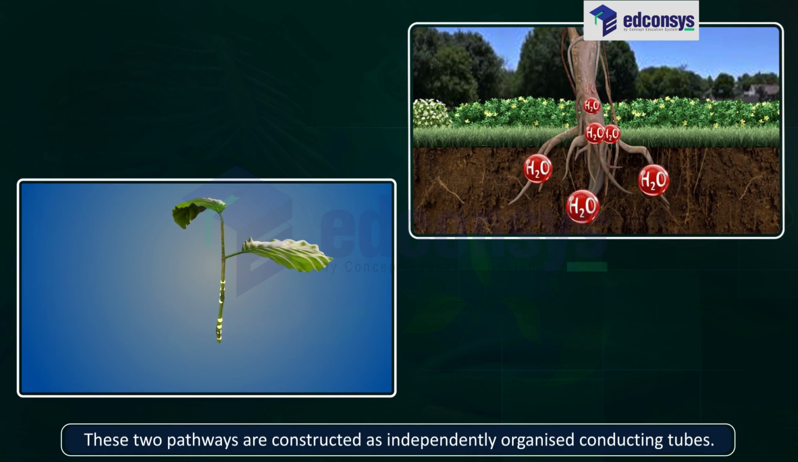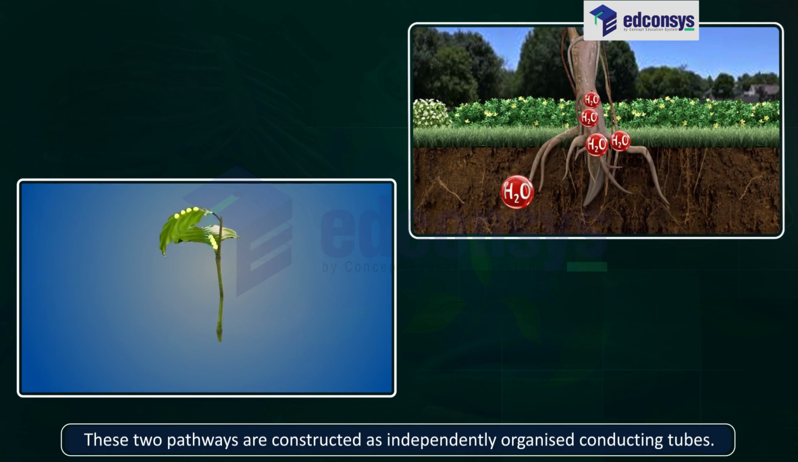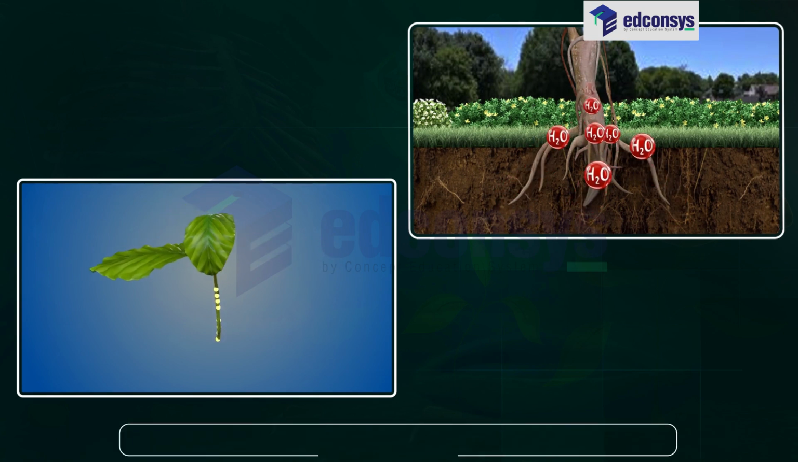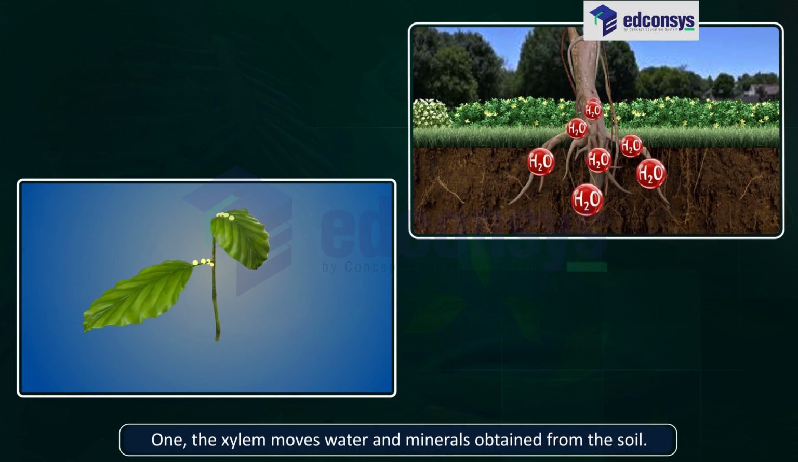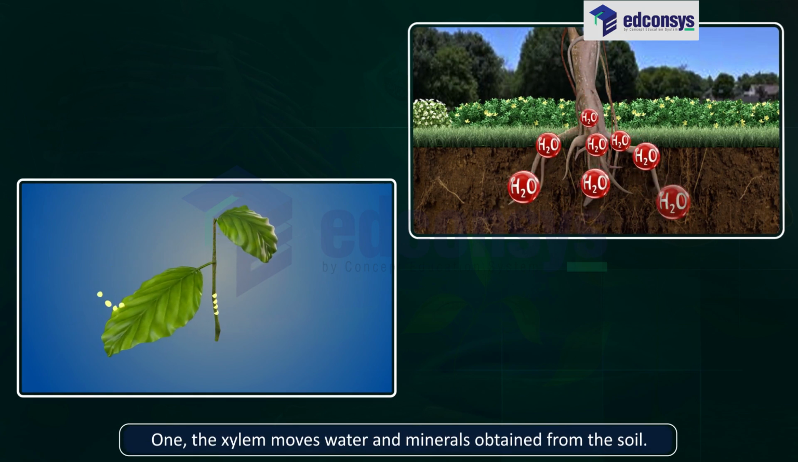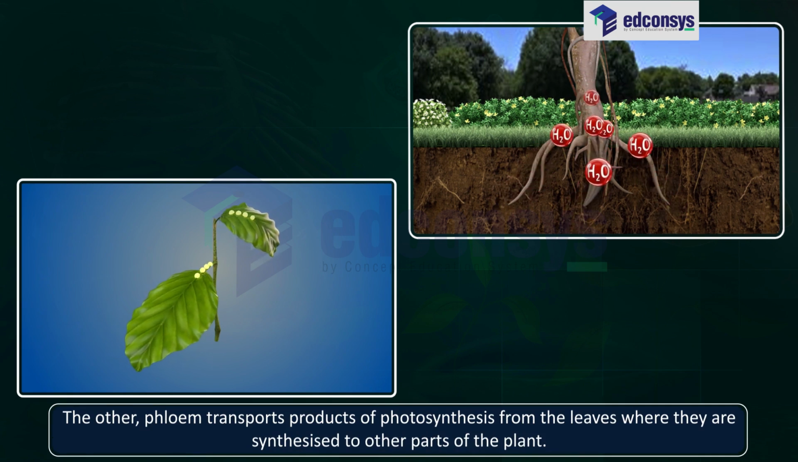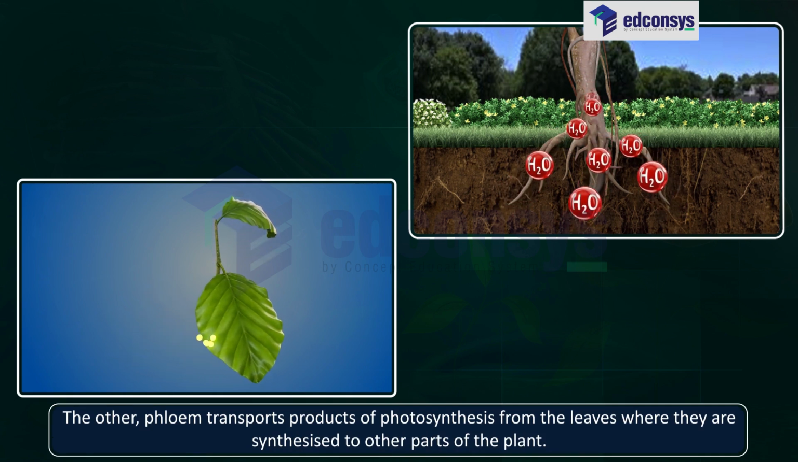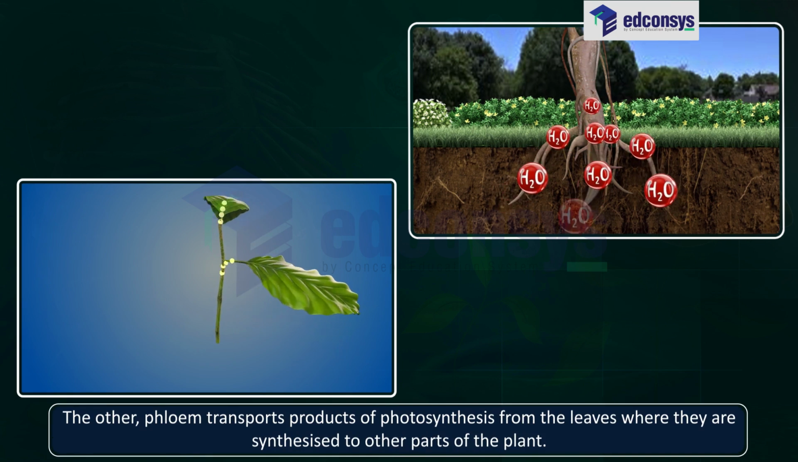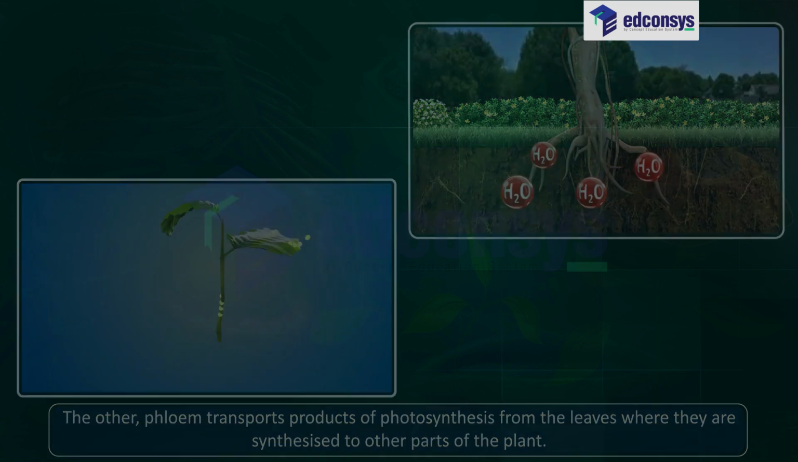These two pathways are constructed as independently organized conducting tubes. 1. The xylem moves water and minerals obtained from the soil. The other, phloem, transports products of photosynthesis from the leaves where they are synthesized to other parts of the plant.